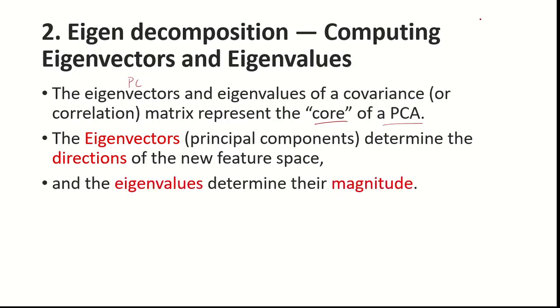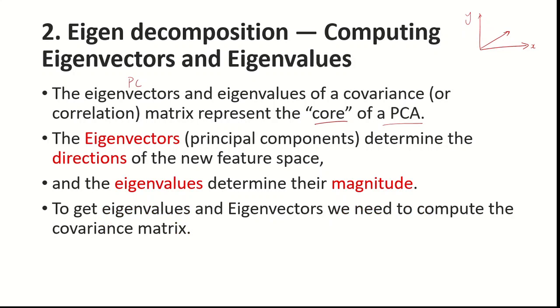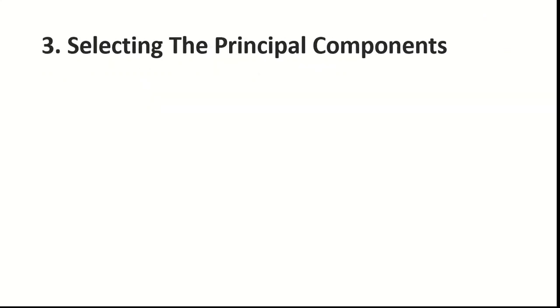Just as I said in this example, it is not the x direction or the y direction, but we take this direction. So that is the eigenvector direction. And the eigenvalues determine their magnitude. So the eigenvector is actually a unit vector, and the eigenvalue will give you the magnitude we have to project. Then to get the eigenvalues and eigenvectors, we need to compute the covariance matrix, and from that we calculate the eigenvalues and eigenvectors. Okay, it's a long process. That is about the second and third step.